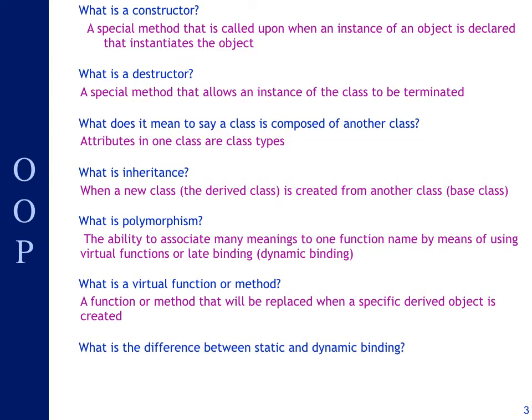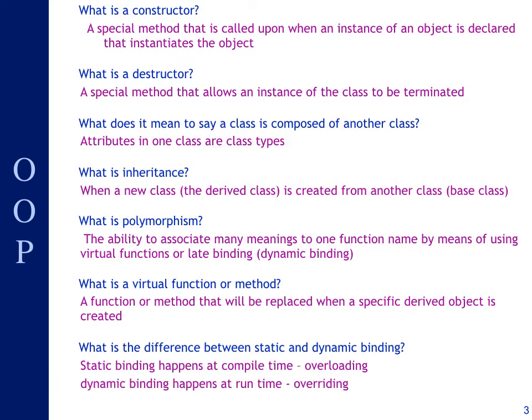How about the difference between static and dynamic binding? Static binding happens at compile time. It's usually known as overloading. So we have several different functions with the same name, and the compiler will choose the correct one based on the usage of the function at compile time. The other form is dynamic binding, which happens at runtime, and that's dynamic overriding or the virtual function. So the correct method will be selected based on the object that is created dynamically.